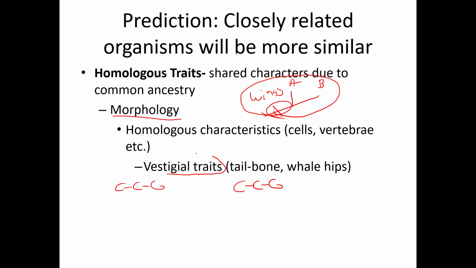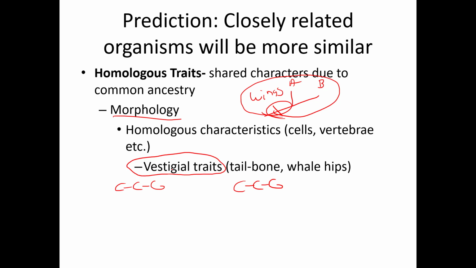Another thing we see in physical traits, morphology, are vestigial traits that are homologous. Vestigial traits are traits that we share with another organism, but maybe in one or more of us, they're not well developed because we don't really use them much anymore, but we still have them. They haven't gone away. So humans have tailbones, showing that we once had a tail or we had ancestors with tails.